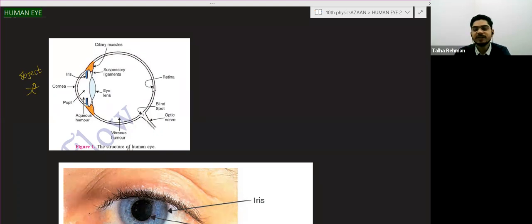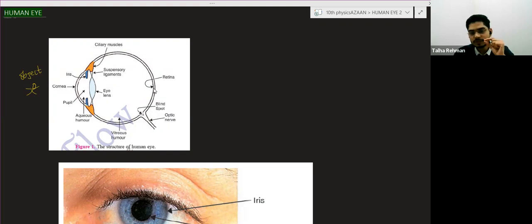There are some defects also in the eye. If there are defects, then the image will not be formed on the retina. Either the image will form behind the retina or in front of the retina. We will discuss that when we discuss eye defects. So basically here finally the image is formed on the retina. The retina has light sensitive cells, rods and cones.